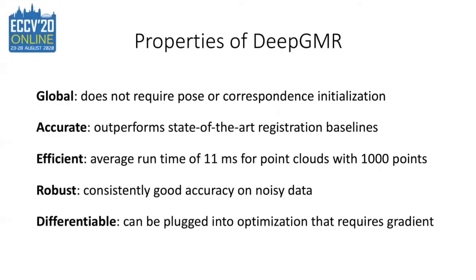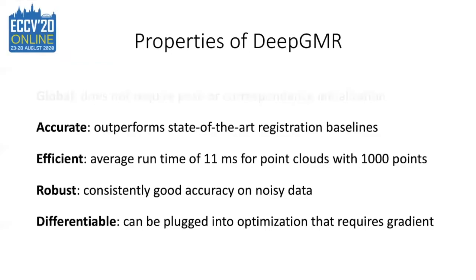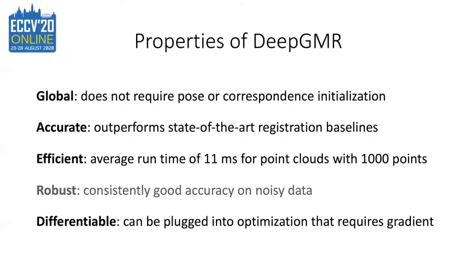To overcome these limitations, we propose DeepGMR, a point cloud registration algorithm that is accurate and efficient at the same time, works without any initialization, and is robust to noise. In addition, DeepGMR is entirely differentiable, making it a handy module for gradient-based optimization.